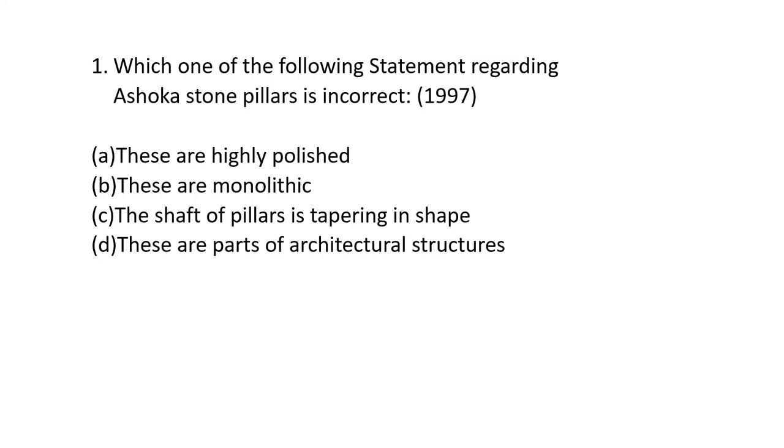Now let's look at the questions. Which one of the following statements regarding Ashokan stone pillars is incorrect? They are highly polished, they are monolithic, the shaft of the pillar is tapering in shape, these are part of architectural structure. So from our discussion, we know that option D is the wrong match, because these are not part of architectural structure.